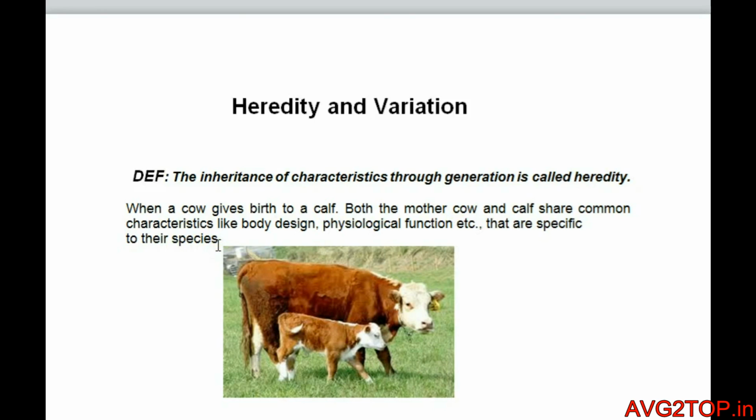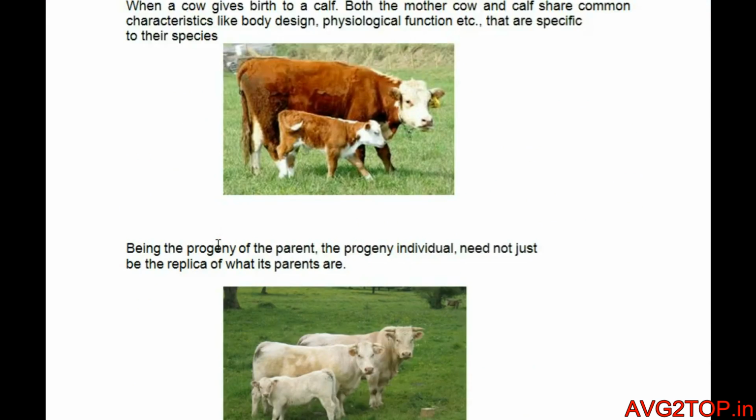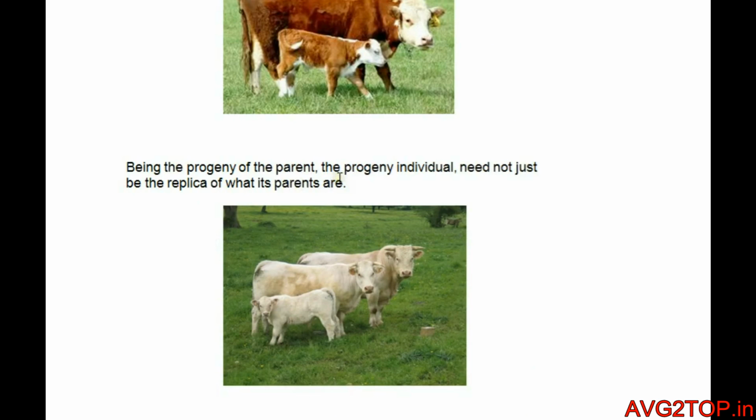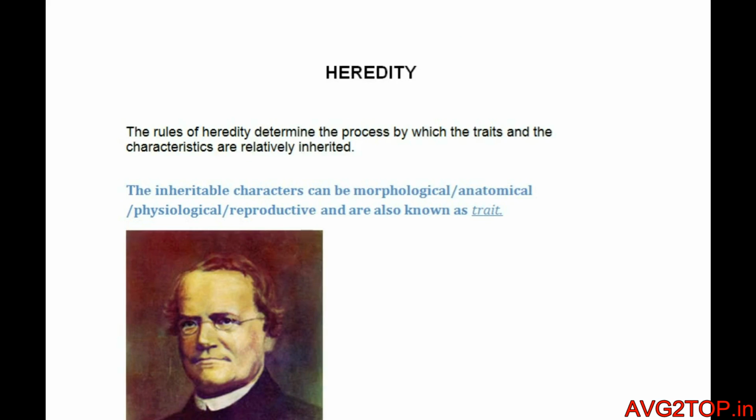Now, this is heredity. When an adult gives rise to a young one, the young one inherits the characters of the parents. But, being the progeny of the parent, the progeny individual need not be just a replica of what its parents are. So, when a progeny is born, it inherits the parent's characters and also shows its own variation. Now let's have a deeper look at heredity.